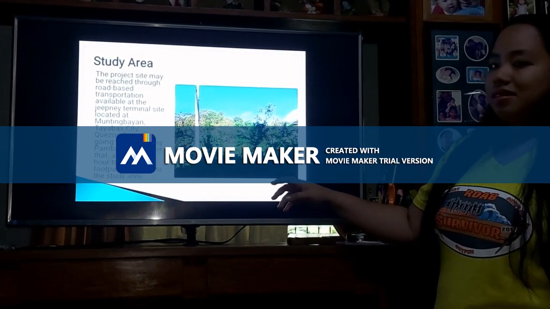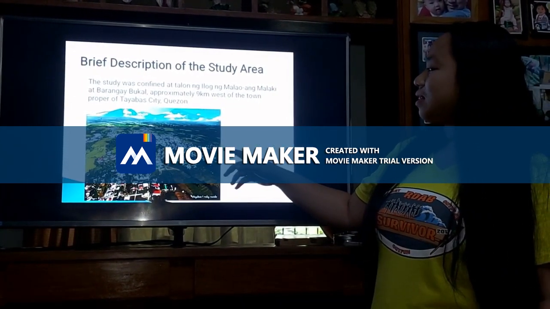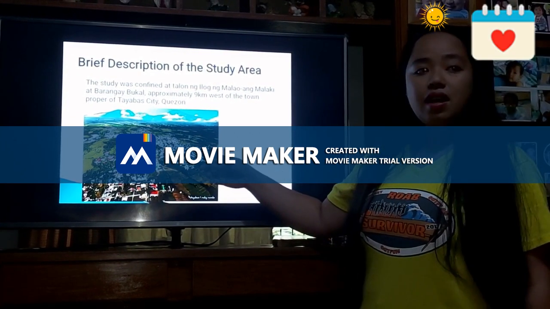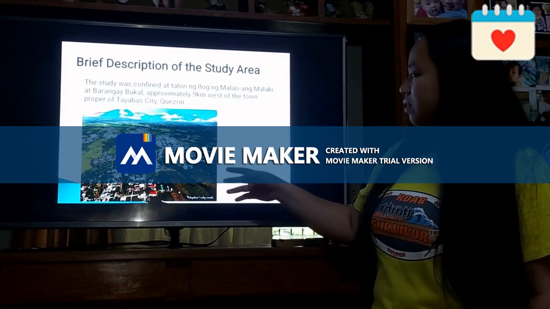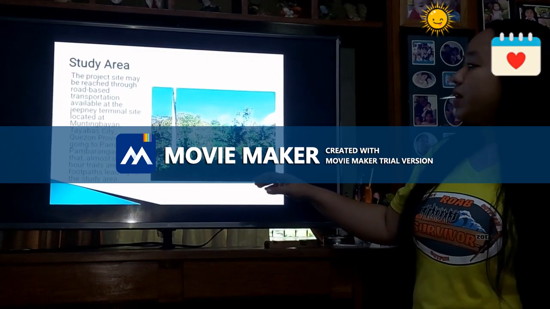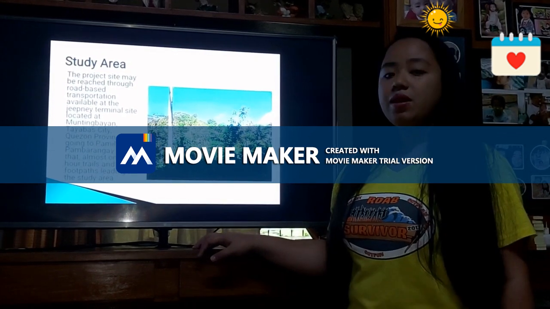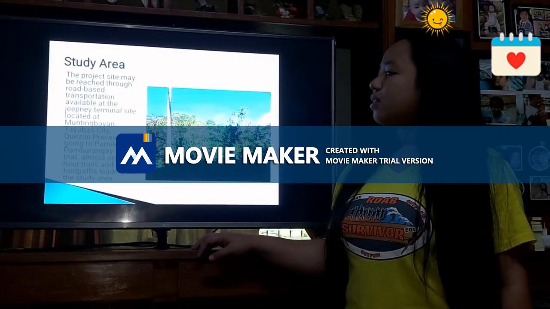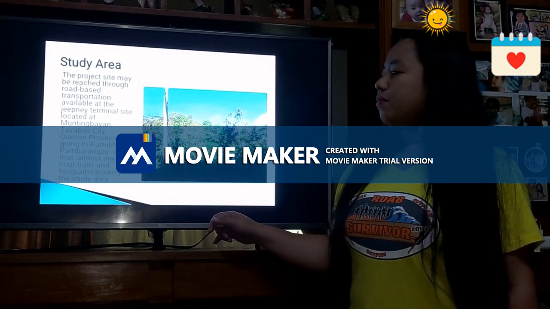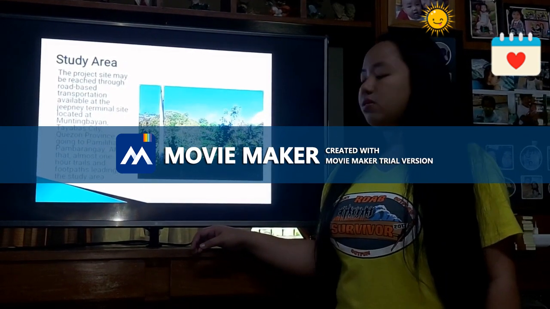So this is the aerial view of Tayabas City, province of Quezon, which is located at the foot of Banahaw de Tayabas, Quezon Province. So this is our study area. The project site can be reached through road-based transportation available at the jeepney terminal site located at Munting Bayan, Tayabas City, Quezon Province, going to Pamilihang Pambarangay. After that, almost 1 hour of trails and footpaths lead to the study area.